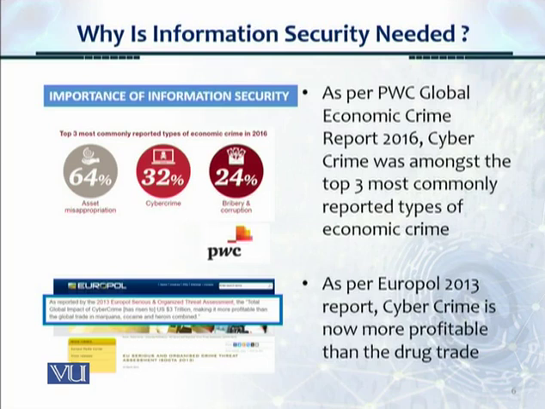If you look at this report from PwC, PricewaterhouseCoopers, from 2016, the Global Economic Crime Report, cybercrime was amongst the top 3 most commonly reported types of economic crime. The first one being asset misappropriation, the second one being cybercrime at 32%, and 24% was bribery and corruption. So you can see that in the top 3 most commonly reported types of economic crime, cybercrime was at number 2, which is unprecedented in history. And as per the Europol 2013 report, cybercrime is now more profitable than the drug trade, and this was reported in 2013. So as we can see, information security holds tremendous importance because information holds importance, and hence we need to protect that information.